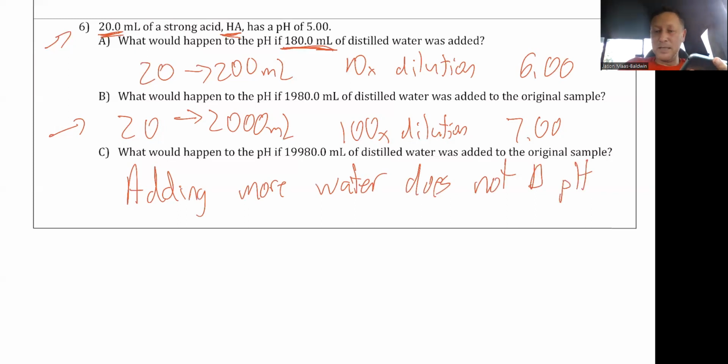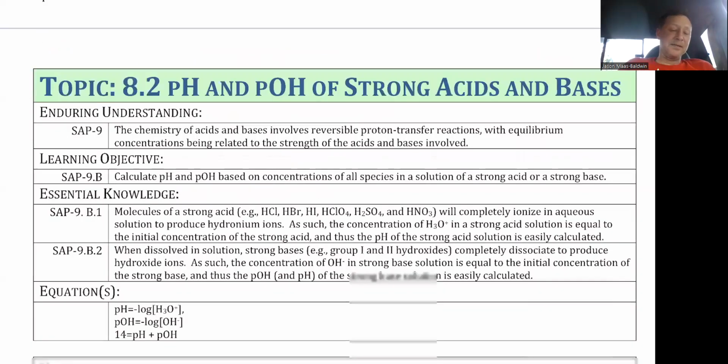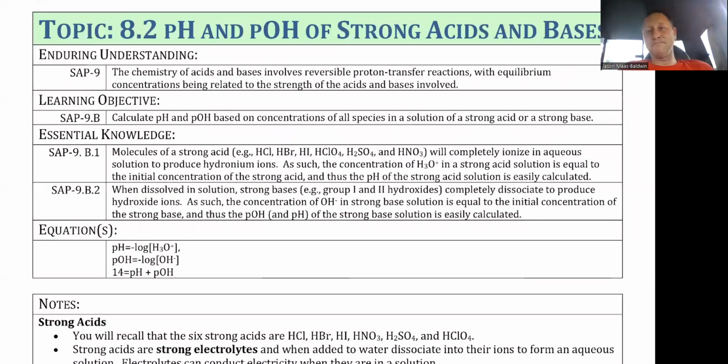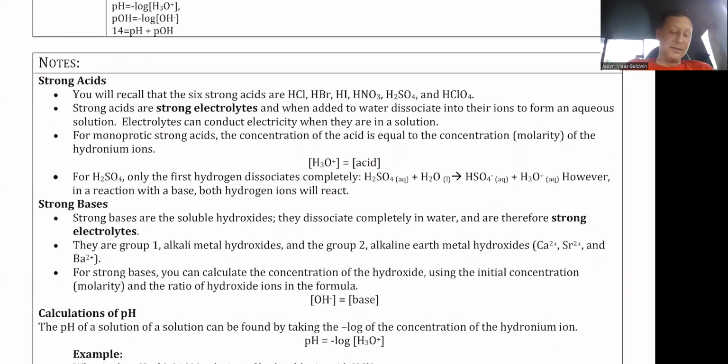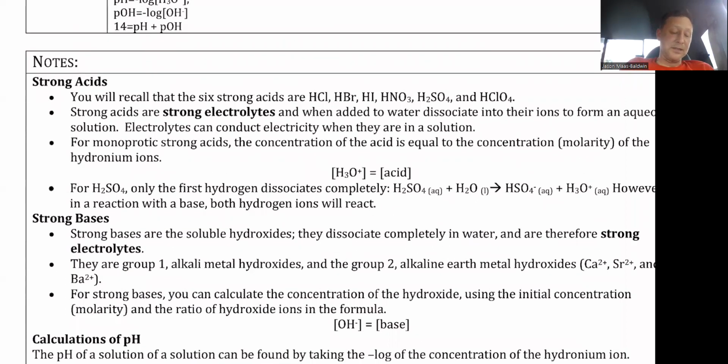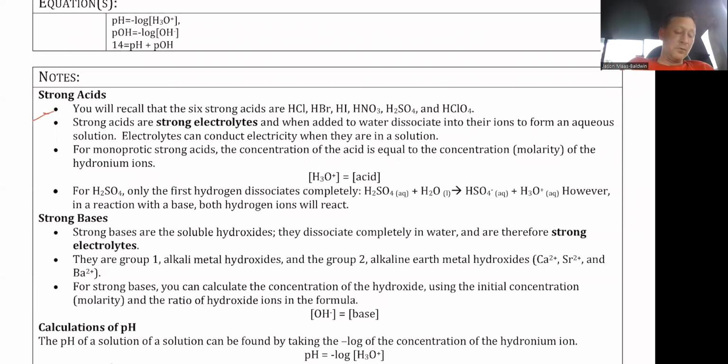Okay, so let's go ahead and go to our next topic here. Next topic is kind of something we just did. It's just separating out the pH and the pOH of strong acids and bases. You guys can go ahead and read through this. There's just a couple of little additions here. We're just reminded of what the main strong acids are. We're reminded that they are strong electrolytes.